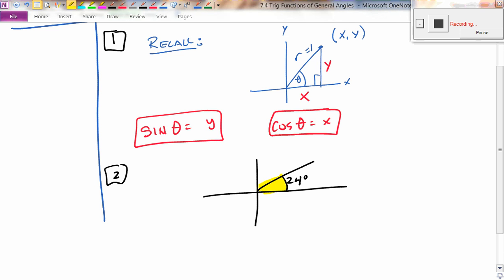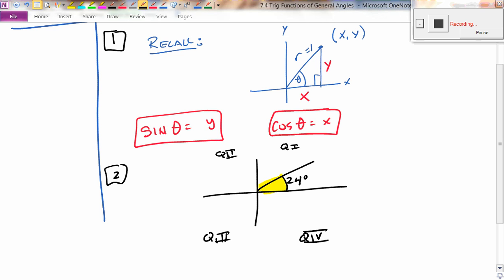All right? I'm going to draw an angle of 24 degrees in quadrant 1. This is quadrant 1. This is quadrant 2. This is quadrant 3. And this is quadrant 4. All right? So if I have an angle of 24 degrees, now 24 degrees is not a nice angle in particular. It's not a 30, 60, 90. It's not a 45 special. It's just a regular old 24-degree angle.